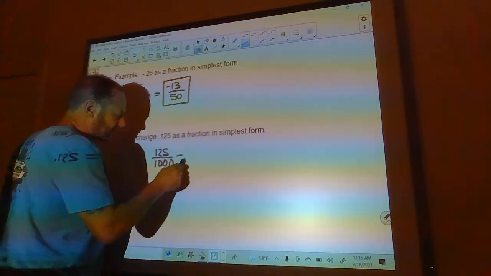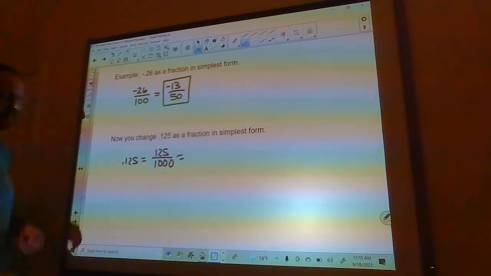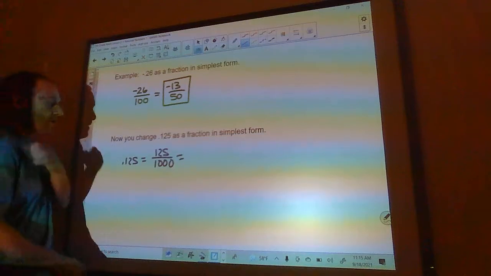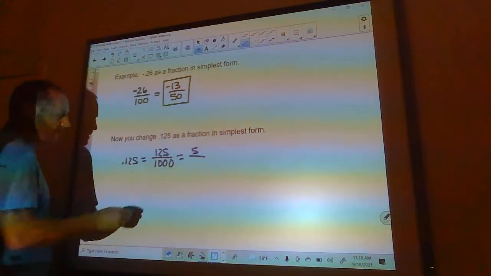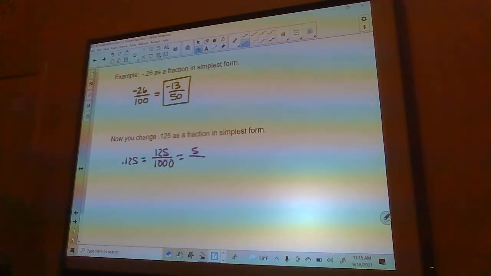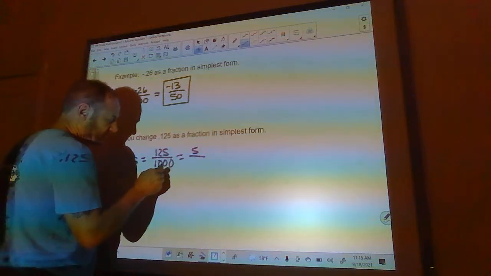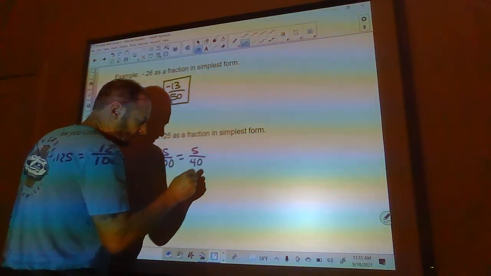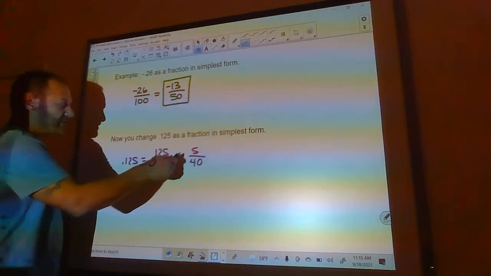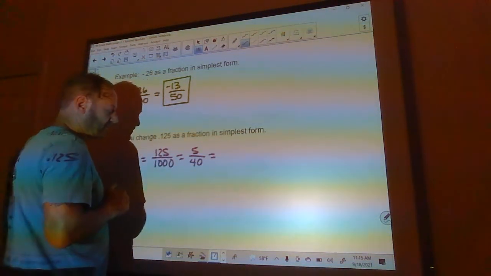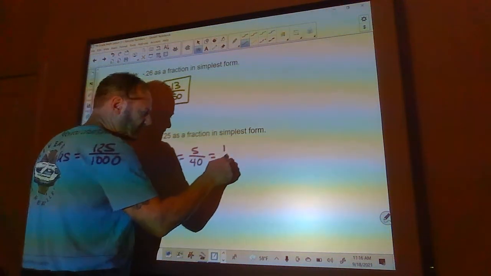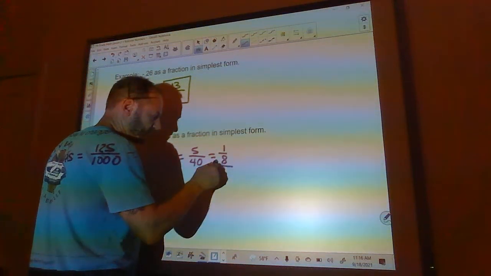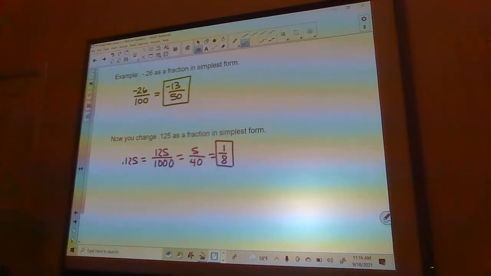All right, now I just got to reduce it. So I know that 5 will go into both of those. In fact, I know 25 will go into both of those. 25 will go in here 5 times. And 25 will go in there 40 times. 25 will go into 104 times and add a 0, so that's 40. And so, I can reduce this even more because 5 will go into both of those. So 5 will go in there once, and 5 will go in there 8 times. So this is 1/8. So hopefully you got that one right.